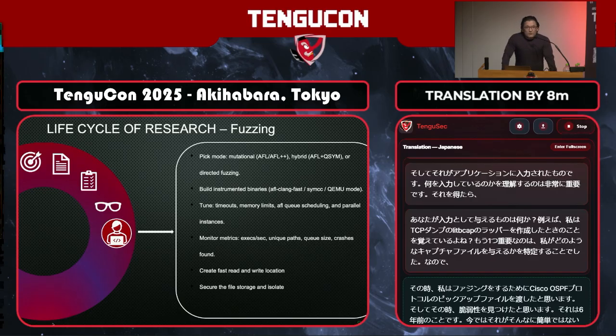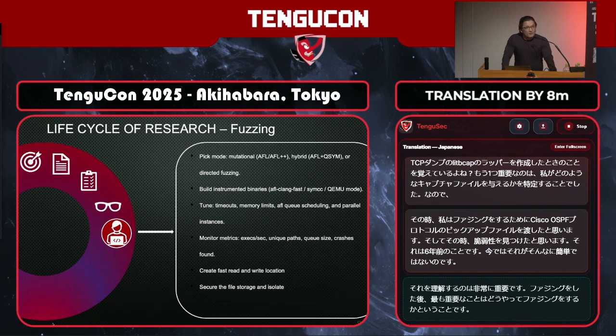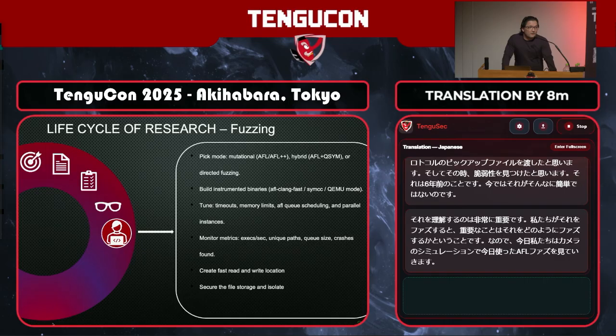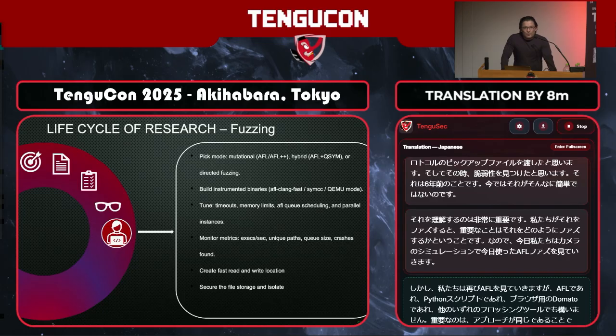Once we fuzz it, the key thing is how you're going to fuzz it. So today we're going to look at AFL-Fuzz, which was used today in the QEMU simulation. But you can choose any other fuzzing tools, whether it's AFL, some Python script, or Domato for the browser. The approach remains the same. And the key thing is also to monitor. We're going to look at how you do the monitoring as well.